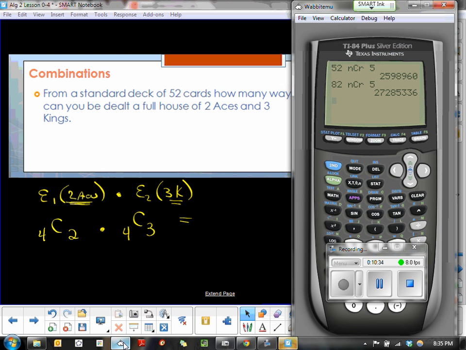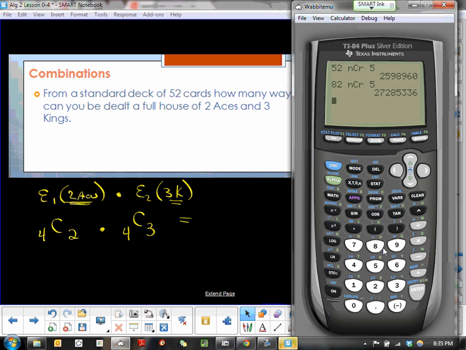So we're going to run our calculations. Clear that to simplify. We've got 4, math, choose, a combination, 2. We're going to multiply it times the number of ways you get the second event to happen, which is going to be 4, math, probability. It's a combination. We're going to choose 3. And hit enter, and you only have 24 ways of getting that hand out of the 27 million hands that we calculated earlier.